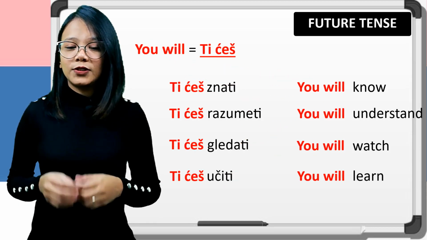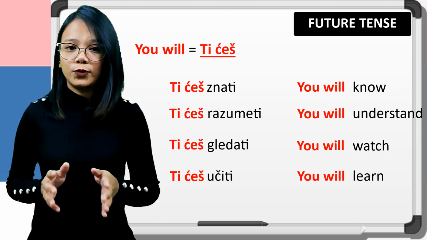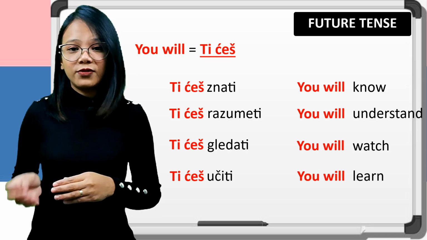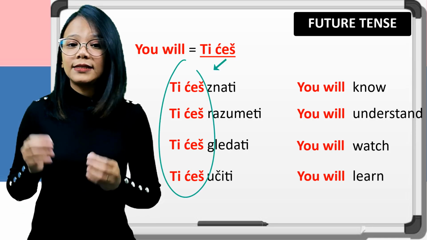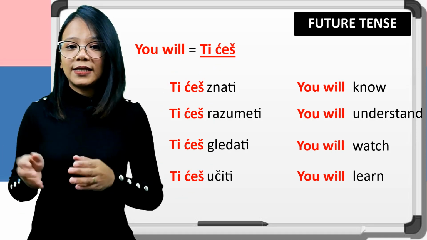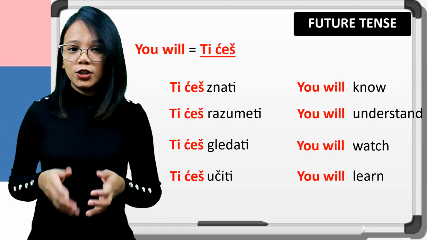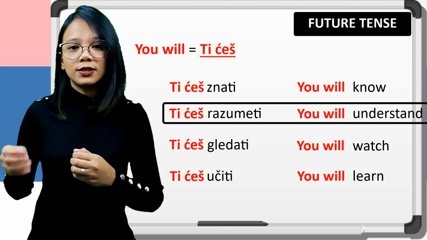For the second person singular, you, same rules. Just add the personal pronoun for future tense and add the infinitive verb. For you will it is ćeš. Ćeš plus znati, ćeš znati, you will know. Ćeš plus razumeti, ćeš razumeti.